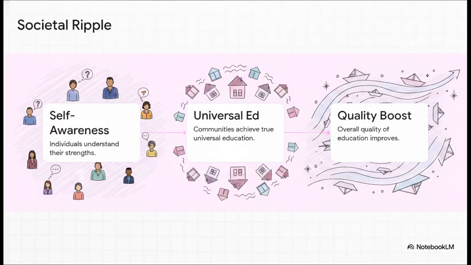So why does this all matter for a society as a whole? Well, the source outlines this fascinating ripple effect, showing how inclusion scales up. It all starts at step 1, with the individual. A single student gains a much better, more realistic understanding of their own unique strengths and weaknesses just by seeing the diverse capabilities of their peers. Then, in step 2, as those self-aware individuals grow up, entire communities achieve true universal education. No one gets left behind in the margins. And ultimately, step 3, because the system is forced to be highly accommodating, the overall quality of education fundamentally improves for absolutely everyone. It's like they say, a rising tide lifts all boats.